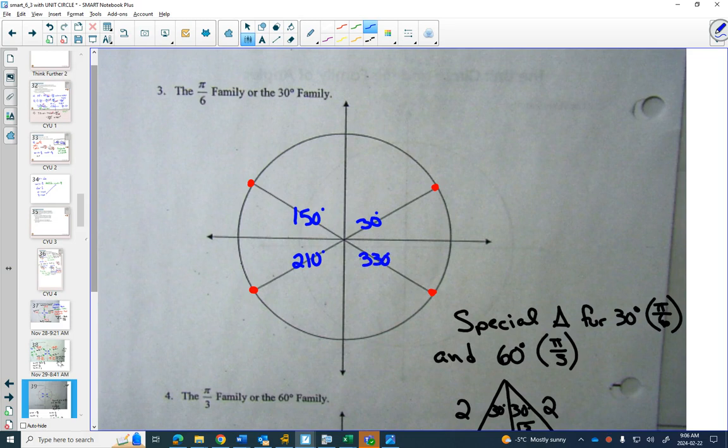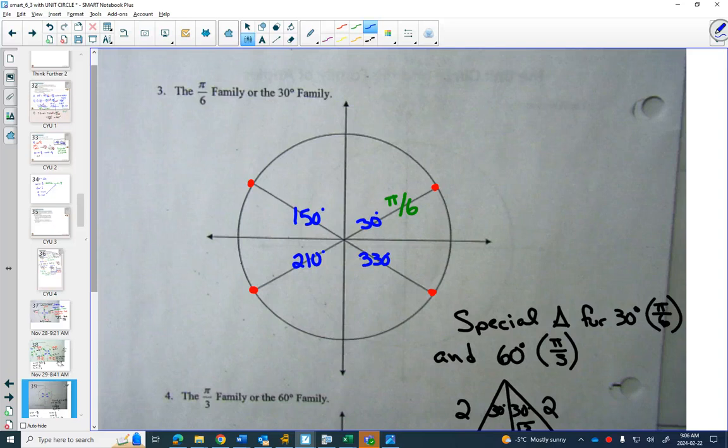How was 30 seconds? Was it enough to beat me? Did you get 150 degrees, 210 degrees, and 330 degrees? Now, 30-second head start with the radians.